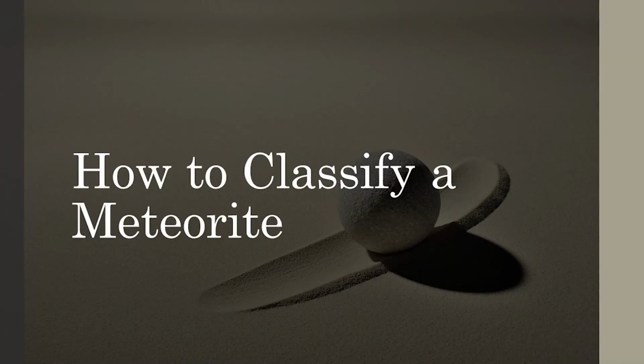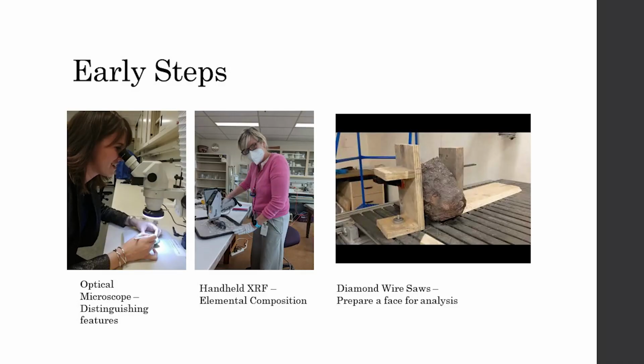So you think you have a meteorite, but what do you do next? The very first step is we take a look at it under an optical microscope. So we're looking for some distinguishing features. And if it passes the early test, it doesn't look like it's man-made in any way. It's probably a rock, we hope. Could be anything in the beginning.